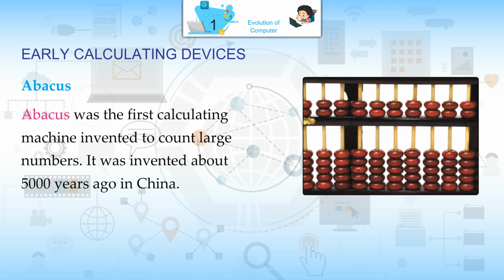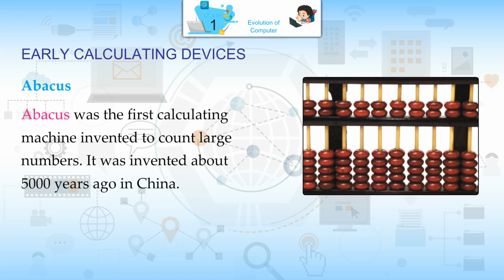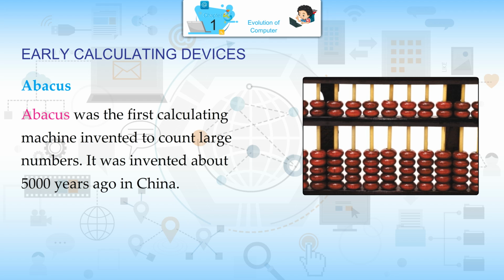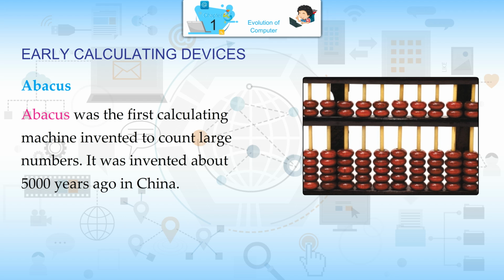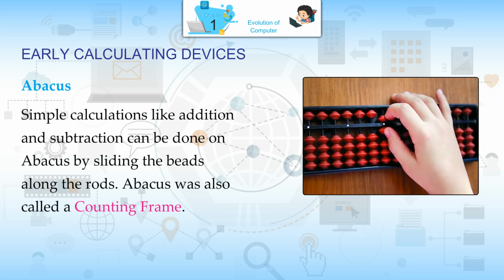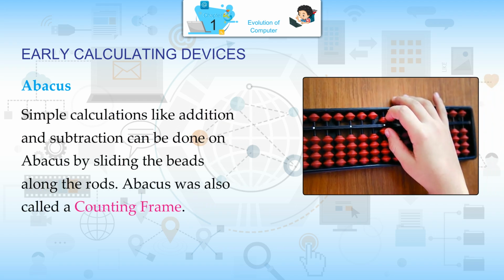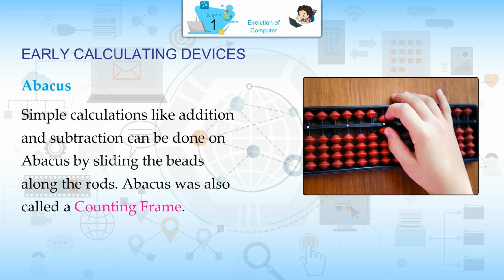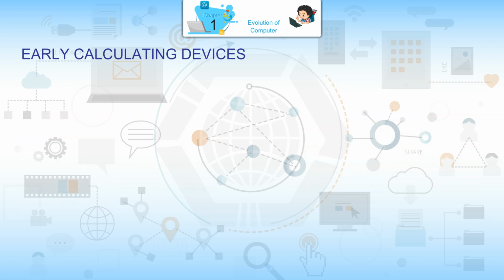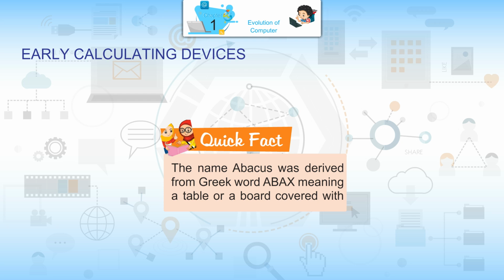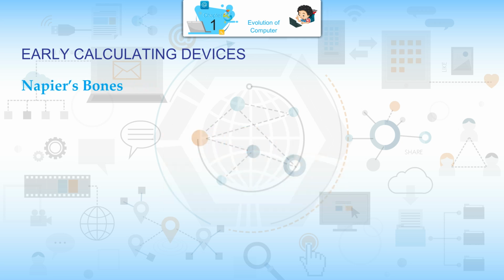Abacus. The abacus was the first calculating machine invented to count large numbers. It was invented about 5,000 years ago in China. Simple calculations like addition and subtraction can be done on the abacus by sliding the beads along the rods. The abacus was also called a counting frame. Quick fact: the name abacus was derived from the Greek word abax, meaning a table or a board.